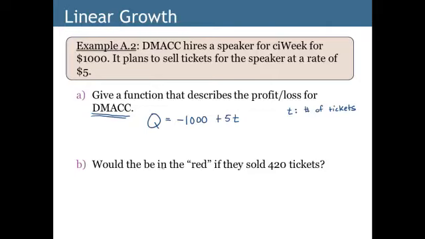Okay. So would we be in the red? In other words, would we be minus money if we sold 420 tickets? Well, let's find out. Let's plug in 420 for my T value. And if I do that, I believe we get $1,100. So that is a no. We make money. So we make $1,100.